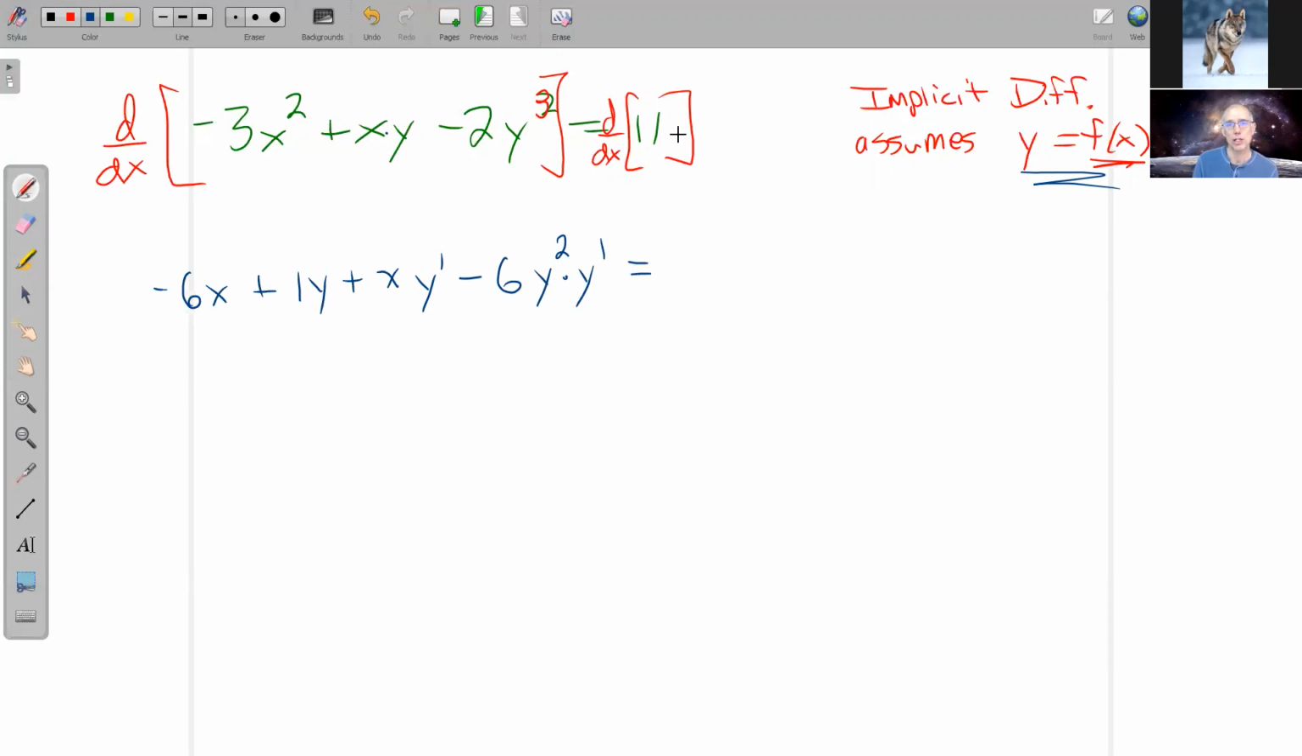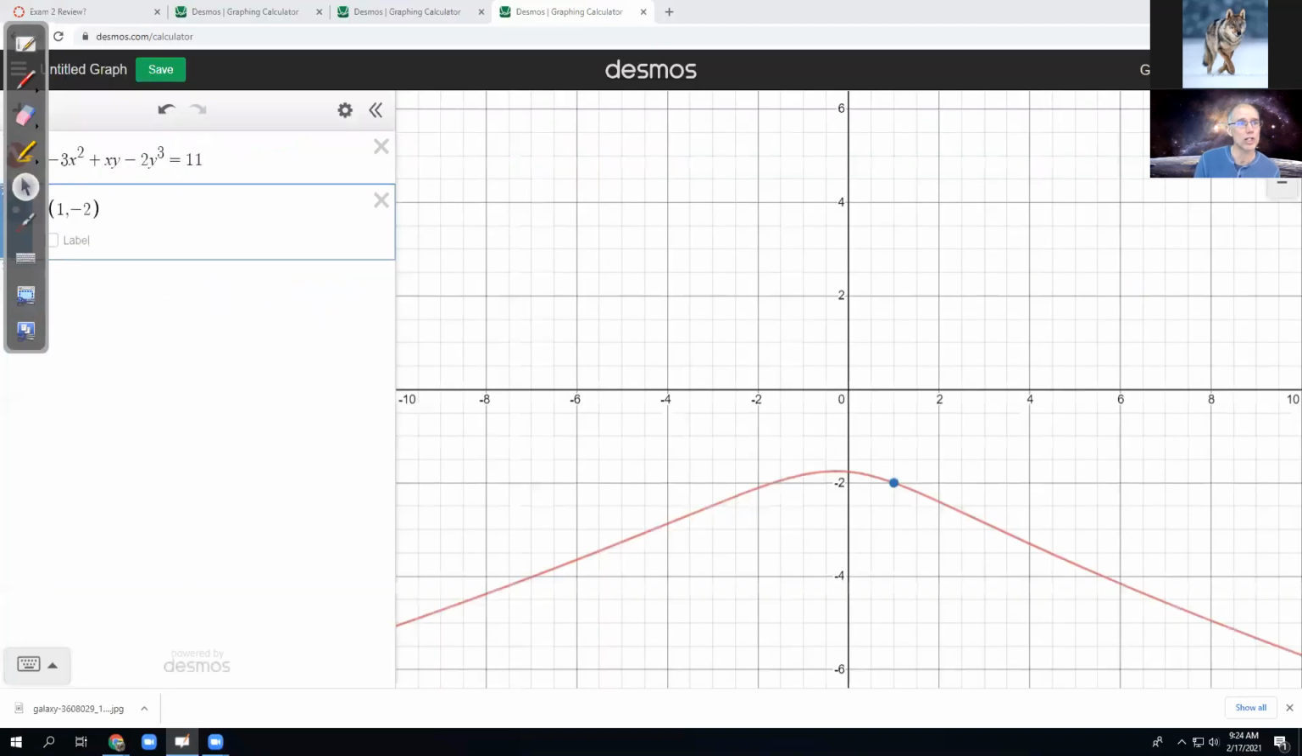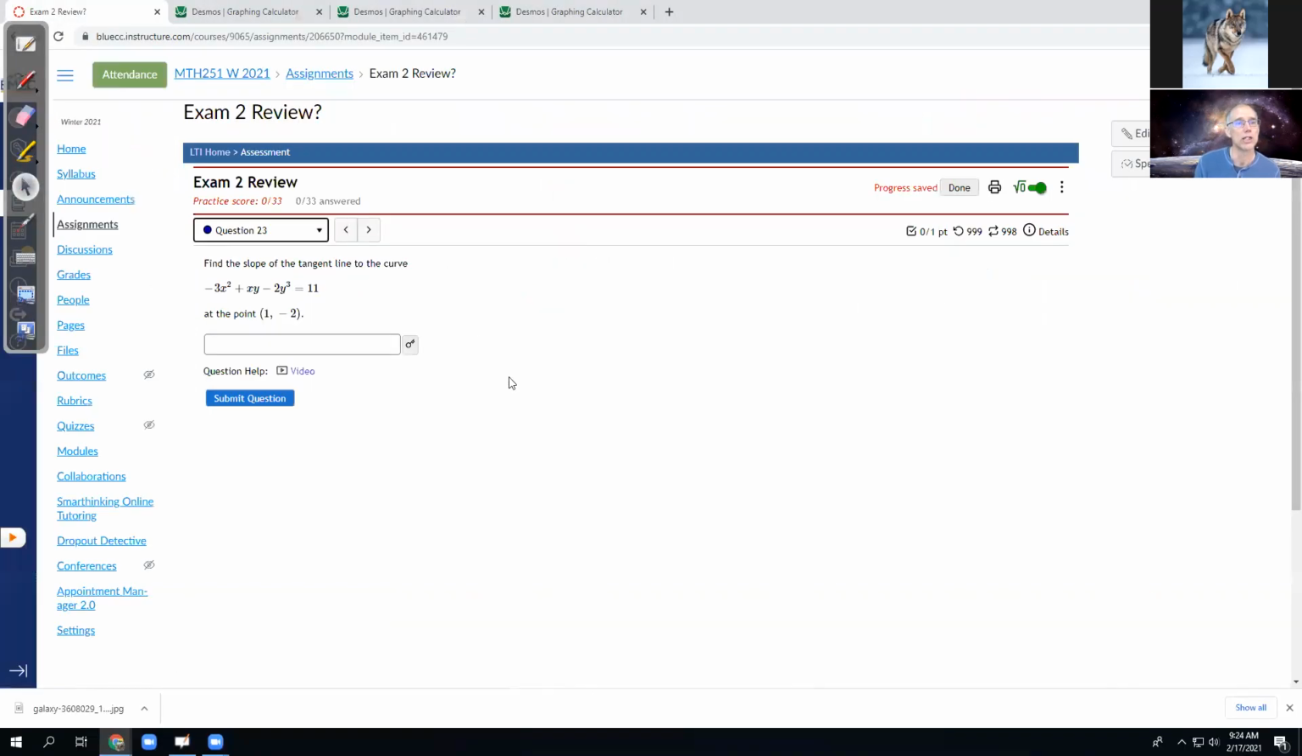On the other side, derivative of 11 is 0, and then we just solve for y prime, because we want to know what the slope is. Two ways to do this. If this is really complicated, and I did one of these a while ago, I would just plug in the point, 1, negative 2, right away, and then solve for y. It makes the work easier. And in this case, the question says what? Find the slope. It doesn't actually say find y prime or f prime of x.